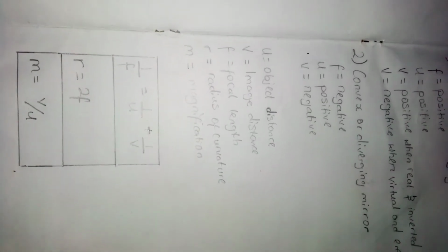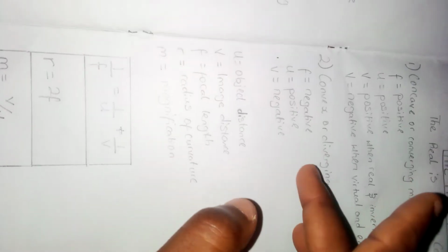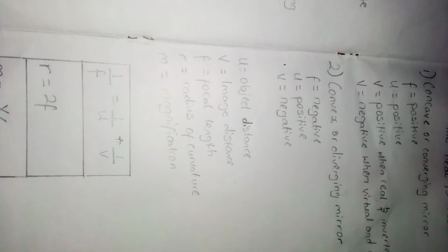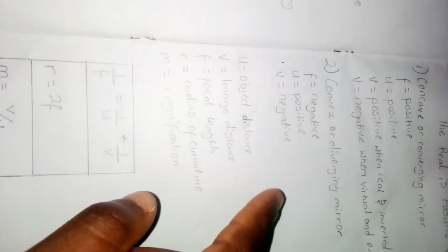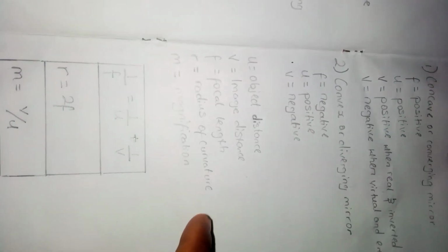Now going over to the convex or diverging mirror, your focal length is always negative, your object distance is positive, and your V, the image distance, is always negative. The reason V is always negative is because the convex or diverging mirror can only form one kind of image, which is virtual and erect. We all know U stands for object distance, V image distance, F focal length, R is the radius of curvature, and M is the magnification.